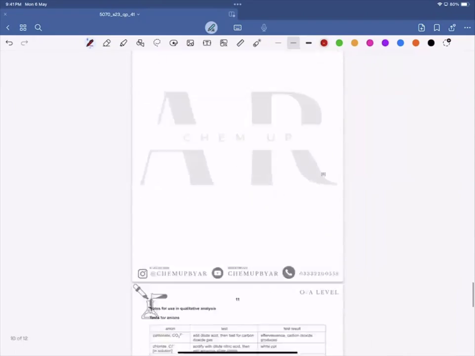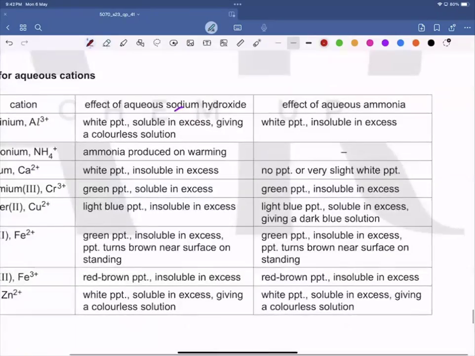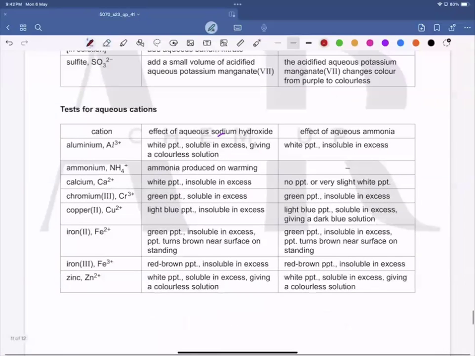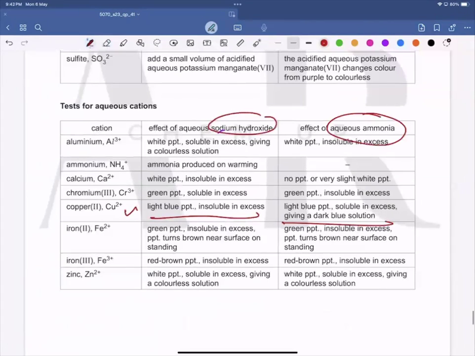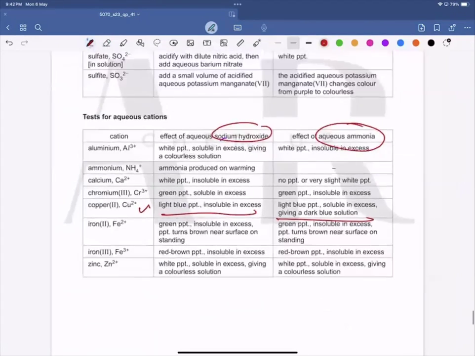So it's very easy. Either you can use, for a copper, where is copper? This one with the sodium hydroxide or this one with the aqueous ammonia. You can write any one.